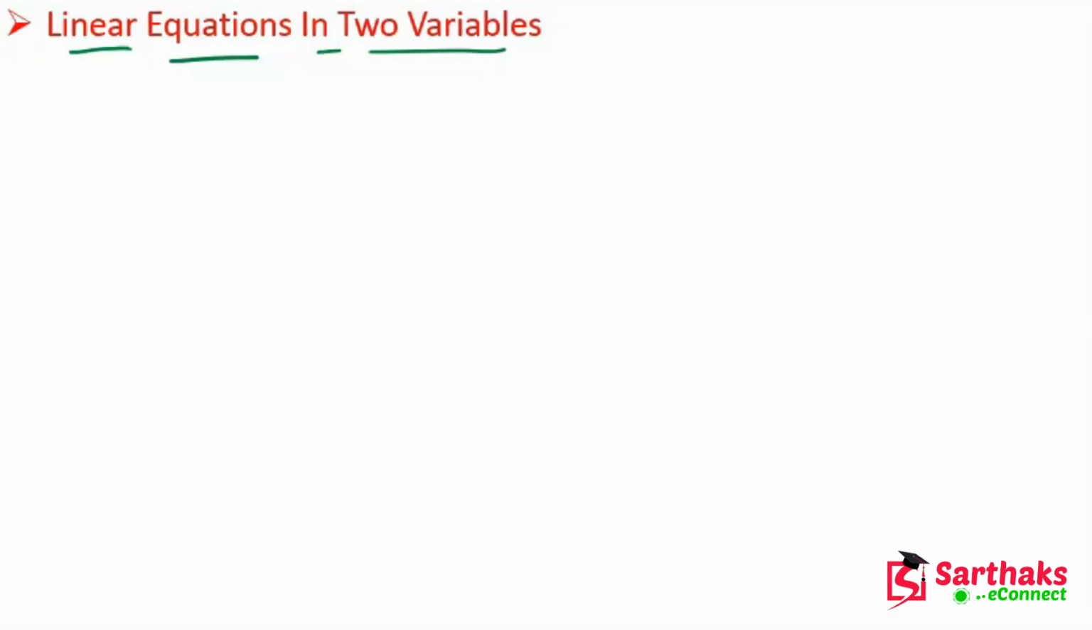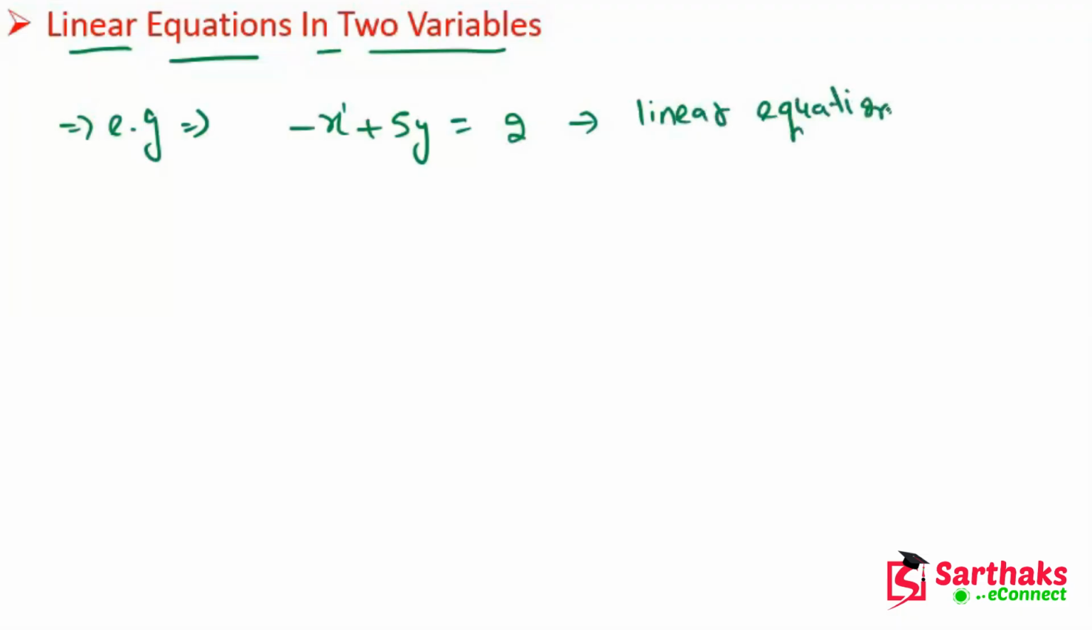Now if you talk about examples of linear equation in two variables, let's suppose minus x plus 5y is equal to 2. This is an equation, and what type of equation? This is a linear equation, and it is of two variables. So this is a linear equation in two variables. I hope my dear friends you understand these things.